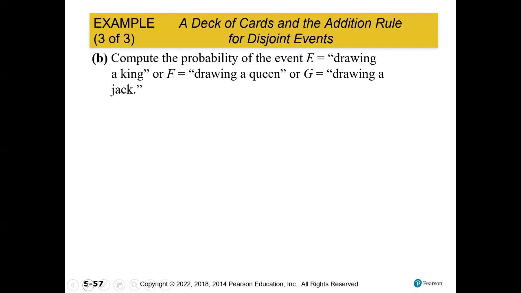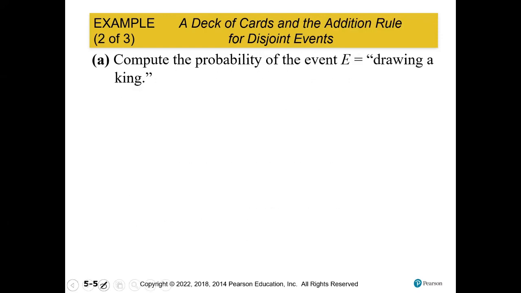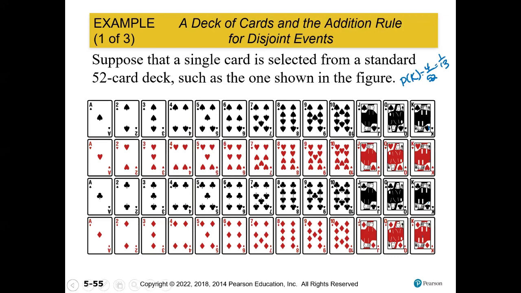Next question we're going to do, find the probability of drawing a king or drawing a queen or drawing a jack. I like to stay on this screen here because it makes a little bit more sense. King is 4 out of 52. Queen is also 4 out of 52. There's 4 queens. And jacks are also 4 out of 52. So the probability that I pick a jack, a queen, or a king is all of these added together. 4 plus 4 plus 4, 12 out of 52, which reduces to 3 out of 13.